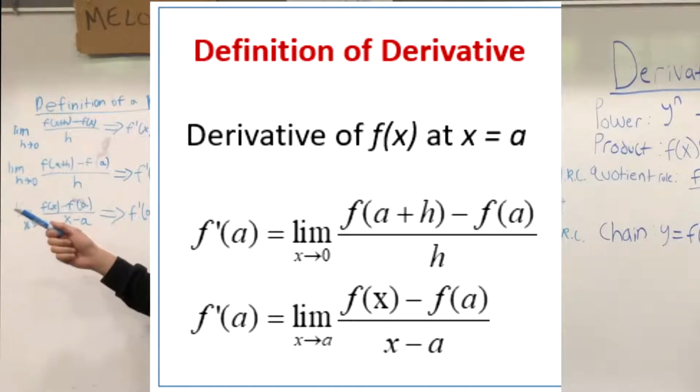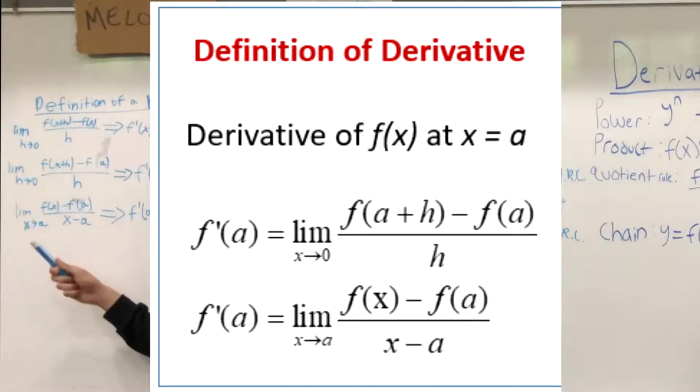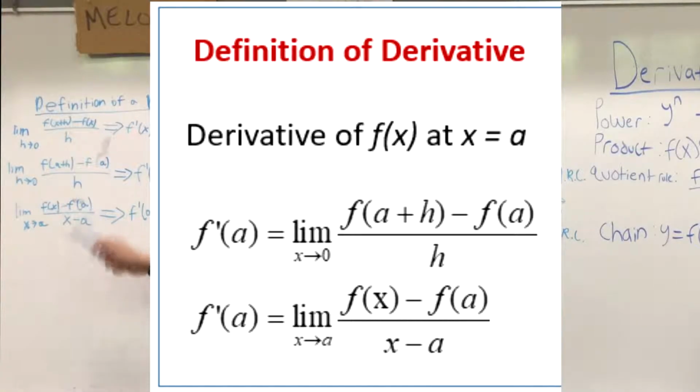The limit as h approaches 0, using a instead of x in the first one, you would get the answer of f prime of a. And another solution to get f prime of a would be the limit as x approaches a of f of x minus f of a over x minus a. That will also give you f prime of a.